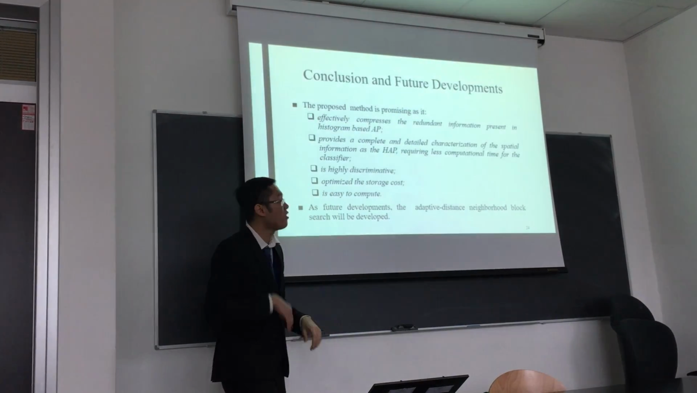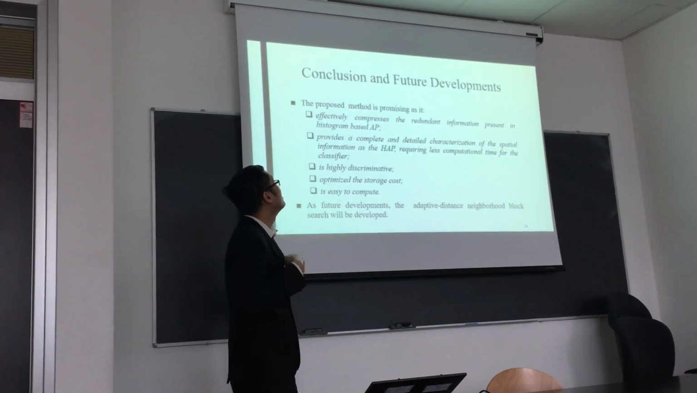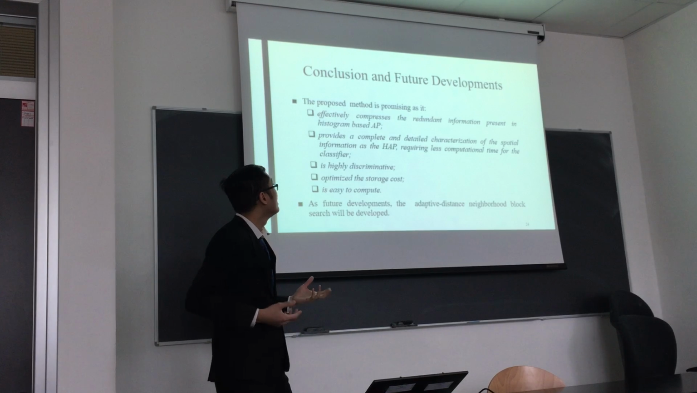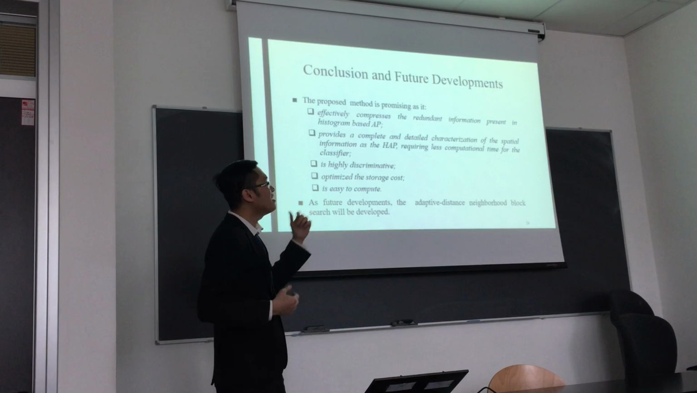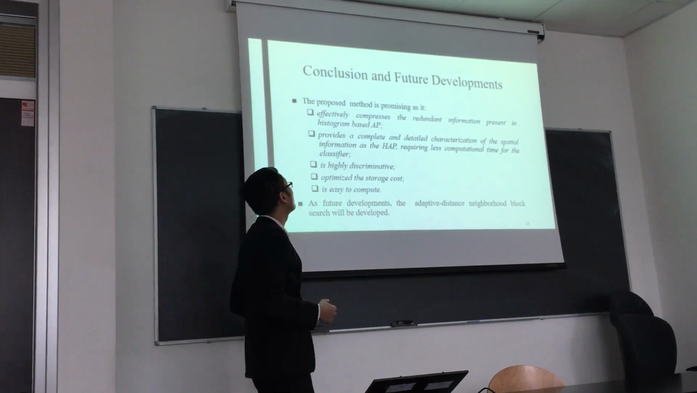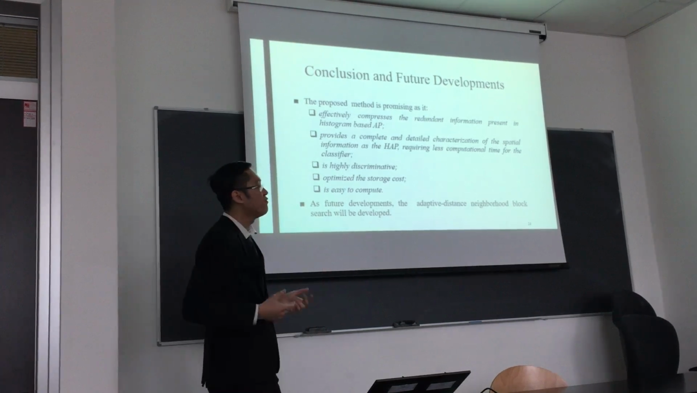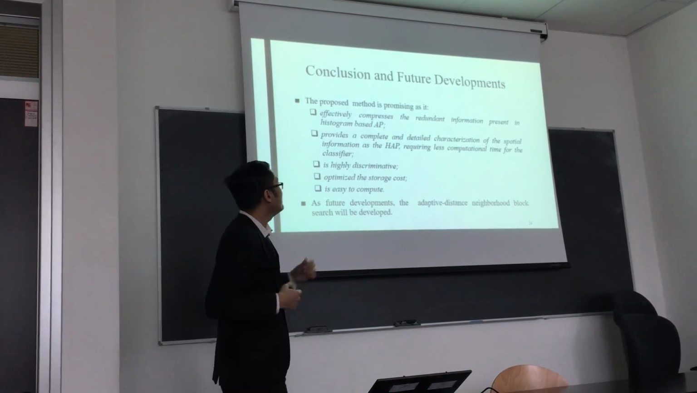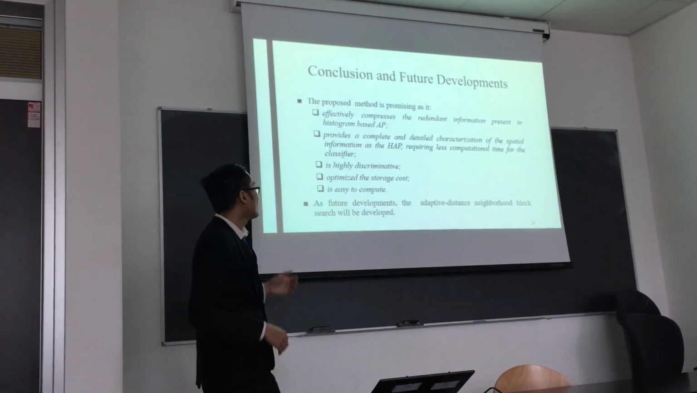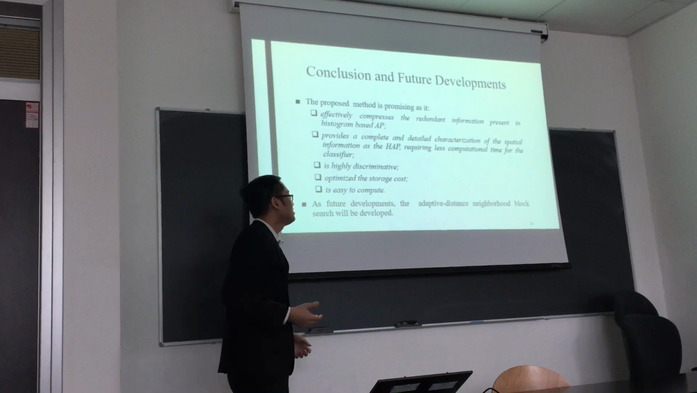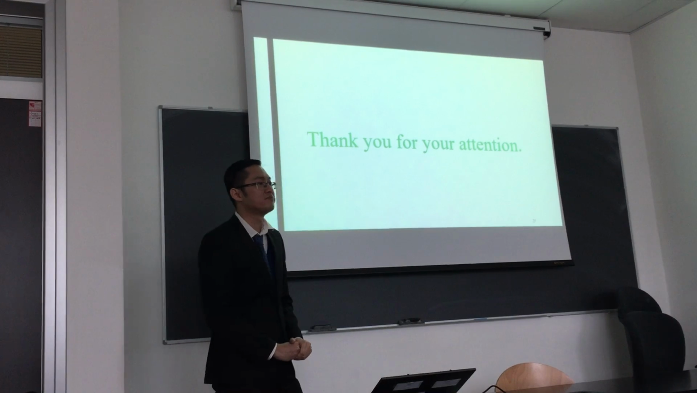Now moving to the conclusion and future development. The proposed method can effectively compress the redundancy information in the histogram attribute profile. It can provide a complete, detailed characterization of the spatial information. It is highly discriminative, optimizes the storage, and is easy to compute. After this, the adaptive distant neighborhood block search will be developed. Thank you for your attention.